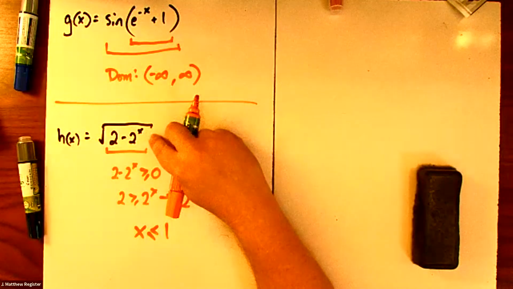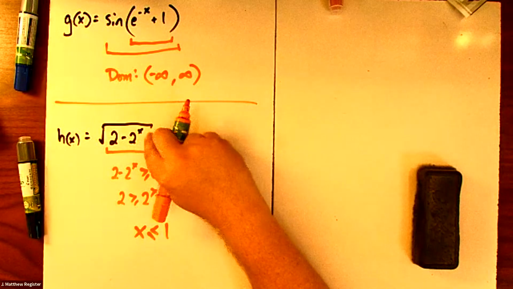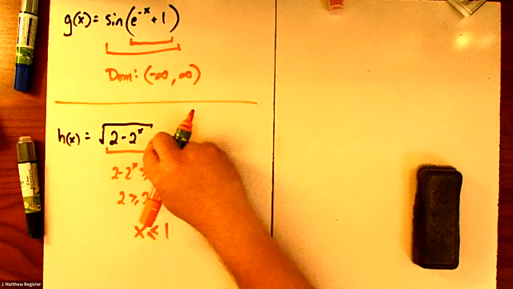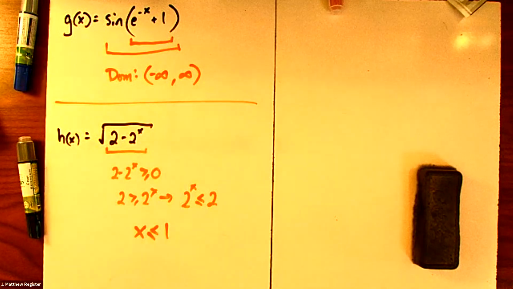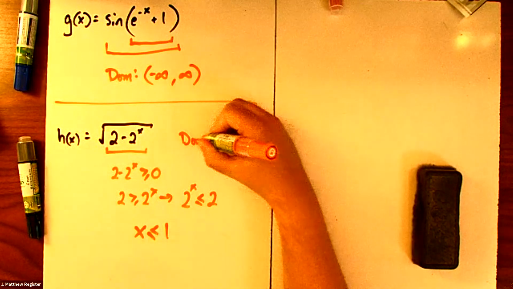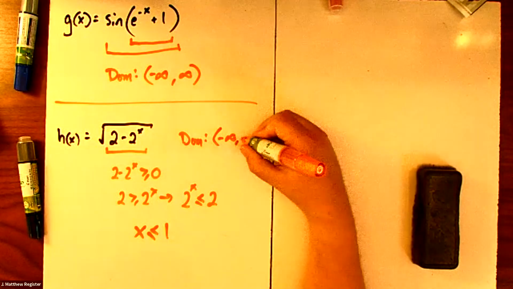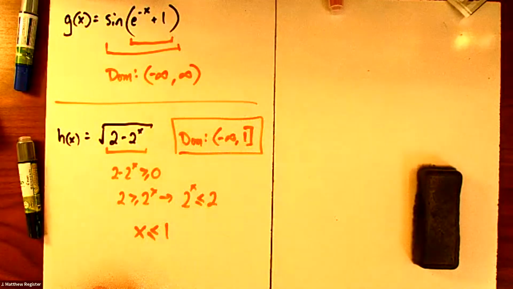If you plug in x equals negative 20, well, 2 to the negative 20 is going to be a tiny fraction. 2 minus that, no problem. If you plug in 5, well, 2 minus 2 to the 5th is going to be negative 30. We can't take the square root of negative 30. And so x being less than or equal to 1 is going to be the correct domain. So in this case, the domain, written in interval notation, would be everything from negative infinity all of the way up to 1, and including 1. Cool.